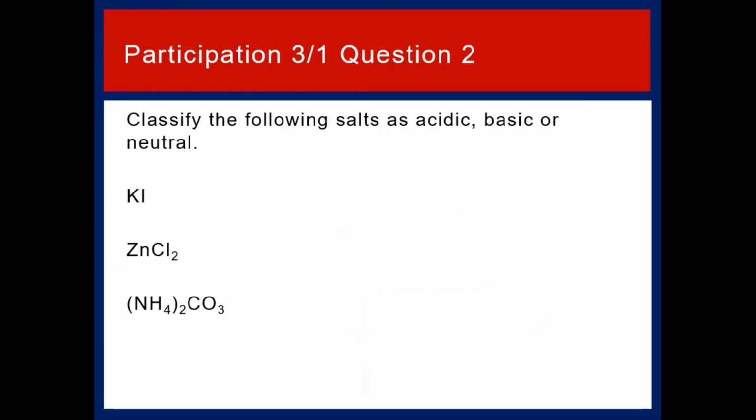Participation 3.1, question 2. Classify the following salts as acidic, basic, or neutral. The three salts are KI, ZnCl2, and (NH4)2CO3. It's the second question on Participation 3.1, due Tuesday, March 1st at 11:55 p.m. over on Blackboard. The link to the assignment is right below the links to these videos. Again, classify the following salts as acidic, basic, or neutral: KI, potassium iodide, ZnCl2, zinc chloride, and (NH4)2CO3, ammonium carbonate.